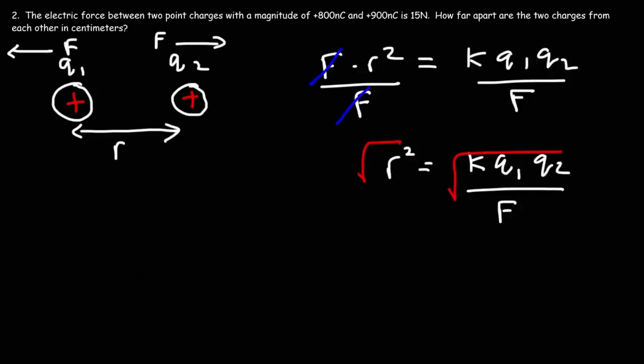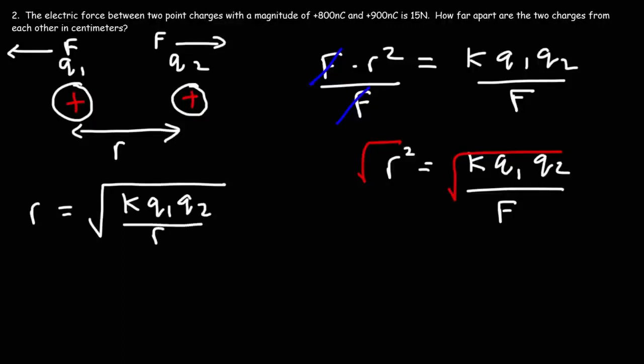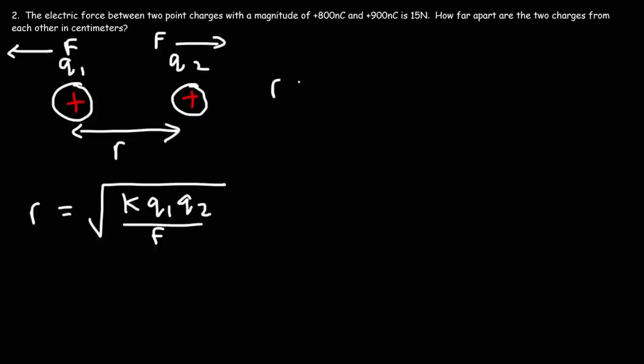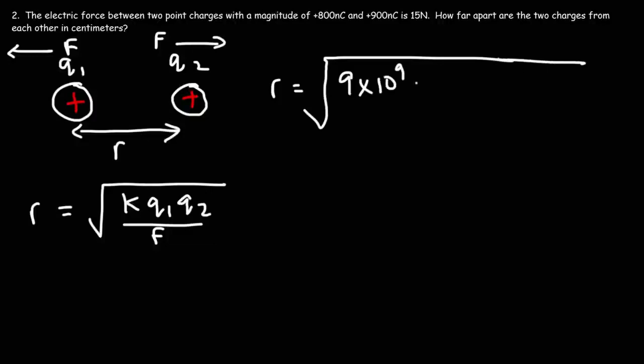So this is the formula that we could use to calculate the radius, or not really the radius, but I think of the radius when I see R, but the distance between the two charges. So R is going to equal the square root of K Q1 times Q2 divided by F. So K is 9 times 10 to the 9. Q1, it really doesn't matter which one is Q1, so let's just make this one Q1 and the other one Q2. Q1 is 800 nanocoulombs.